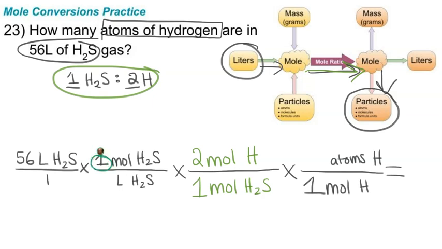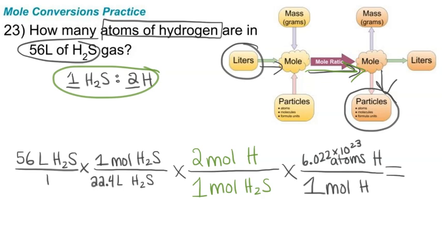Now both of these I already know off the top of my head. 1 mole of any gas is equal to 22.4 liters. And it tells me that it is H2S gas. And then 1 mole of hydrogen is going to be equal to 6.022 times 10 to the 23rd atoms. That's Avogadro's number of atoms. So now I just need to multiply and divide. So let's do this in a calculator. 56 divided by 22.4 times 2, and then times Avogadro's number.